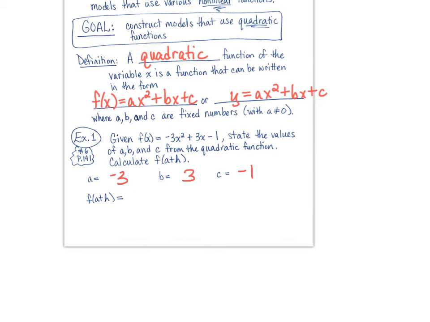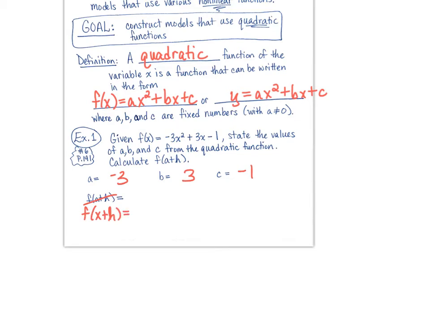So now we want to find f of a plus h. Here we're not going to use a is equal to negative 3. We just want to find f of a plus h. So in other words, I can say find f of x plus h. Do you like x better? Yes? No? Okay, so I'm going to say here, find f of x plus h.